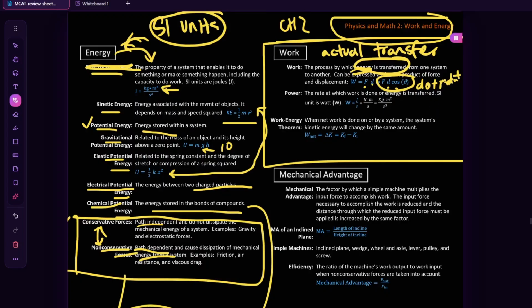Okay, let's go on to power. Power is the rate at which work is done or energy is transferred, and the SI unit is watts.